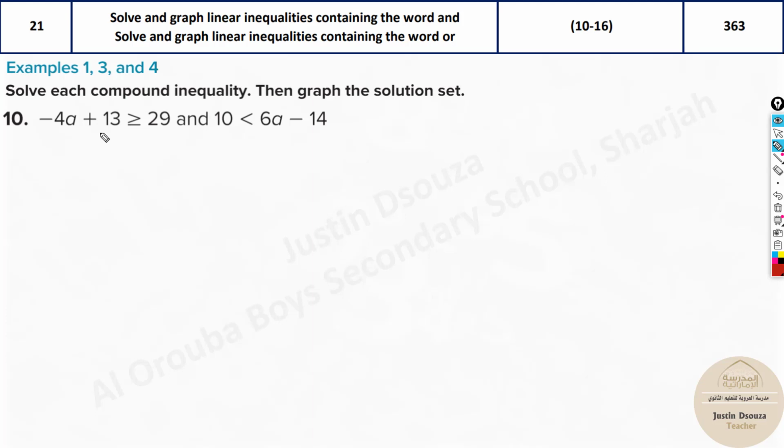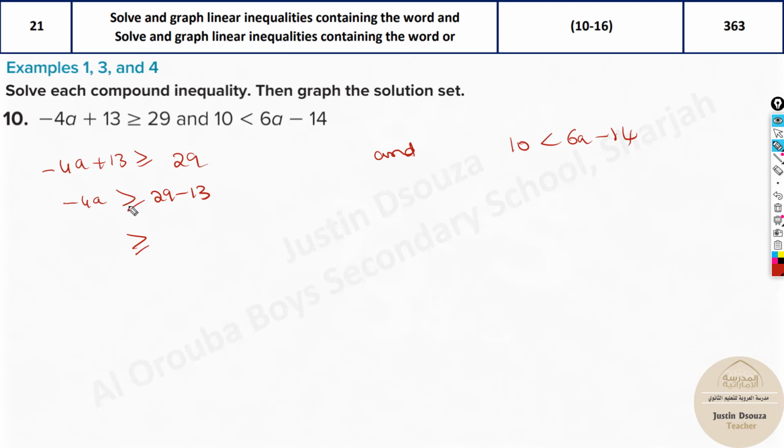So we have to solve both these inequalities separately. Here, minus 4a plus 13 is greater than or equal to 29. And the other inequality is 10 less than 6a minus 14. So this is the first step. Just write the given. Now, how do you solve it? Numbers on one side, variable, leave it over here for now. So I will leave minus 4a. This 13 goes to the other side, will be greater than or equal to 29 minus 13. Here, you can solve one properly and then the other one. So I'll just solve this one.